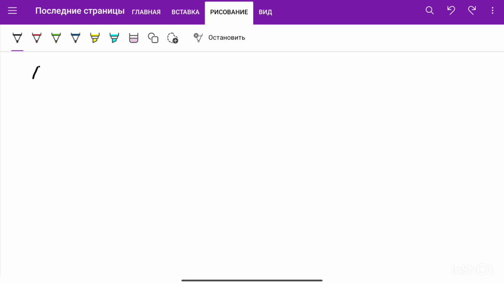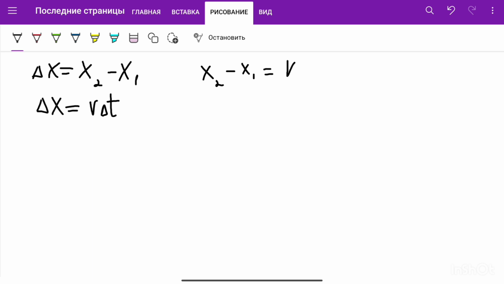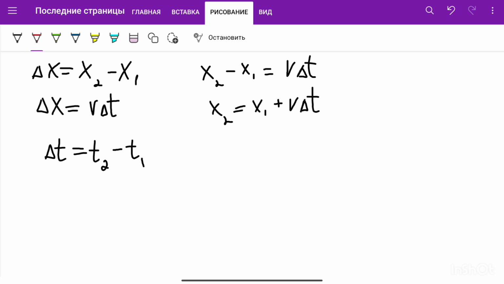Now we know two formulas to find the distance. The first one is by using the graph. The second is velocity and time multiplied. So this means they're equal to each other. Delta time means final time minus initial time. We take x1 to the other side, and it's the new formula to find the final position.